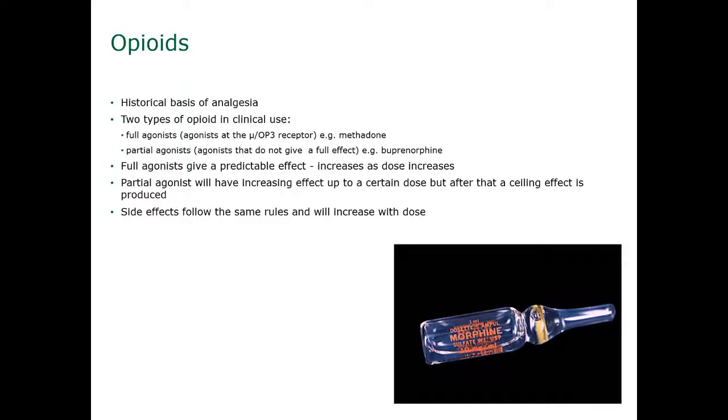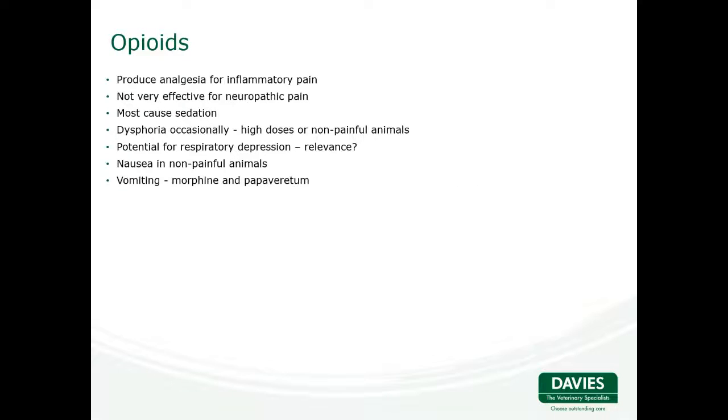With full agonists, the more you give, you get a predictable and increasing effect. Things like buprenorphine do have a ceiling of effect, but actually some of them have a bell-shaped curve, but that's not clinically relevant. Side effects tend to follow the same rules, and they pretty much always increase with increasing dose. So the more you give, the more side effects you're likely to see.